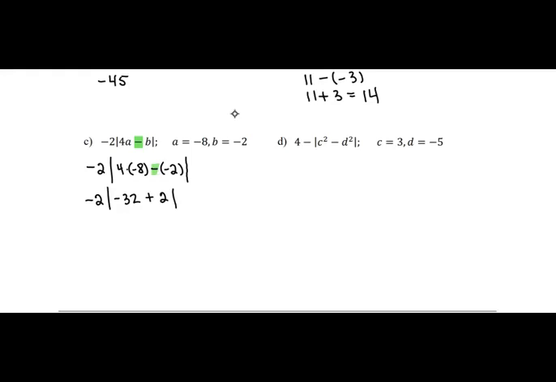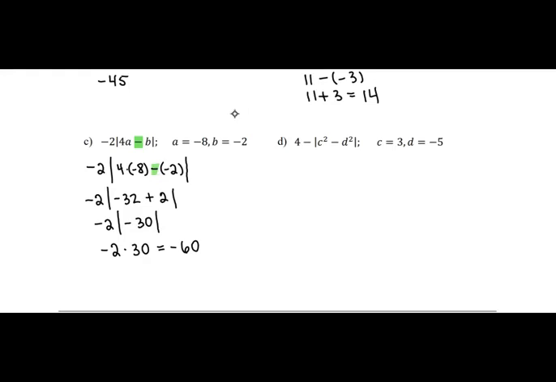Inside the absolute value brackets, I have -32 plus 2, which gives me -30. So I still have negative 2 on the outside. Inside the absolute value, I have negative 30. Now I'm ready to drop the absolute value brackets because negative 30 is 30 units away from 0, so that means it's a positive 30. So negative 2 times 30, negative times positive gives you a negative, so negative 60.